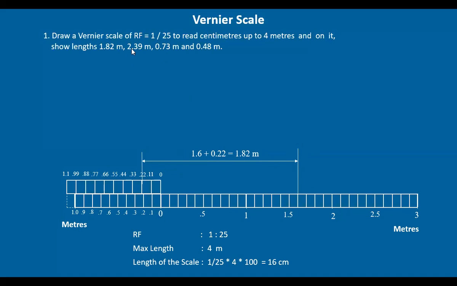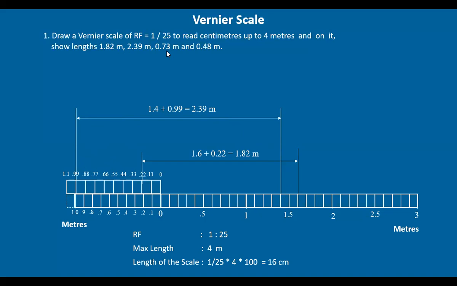Now 2.39. Same, based on the second decimal place, 9 is available, right? Where is the 9 here? Here it is. So 0.99. We take 2.39 divided into 0.99 plus 1.4. These two put together, we get 2.39. So we draw a line at 0.99 and at 1.4. So draw a line here. This line indicates 2.39 meters.